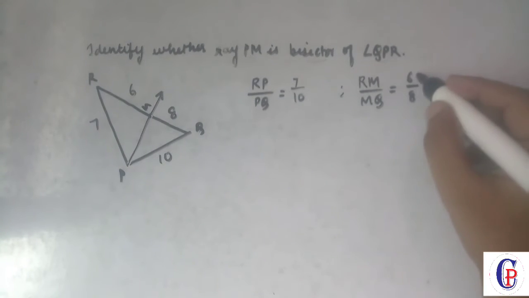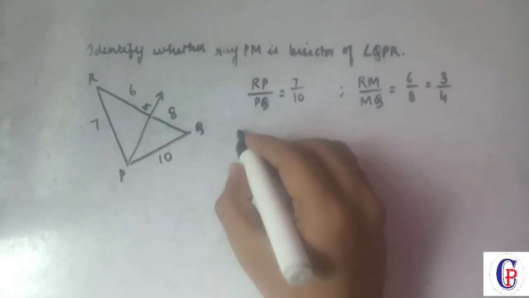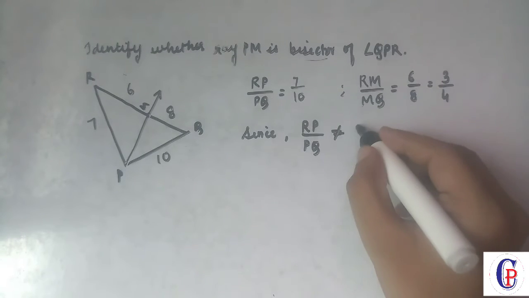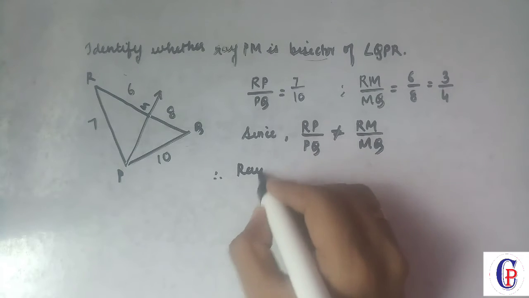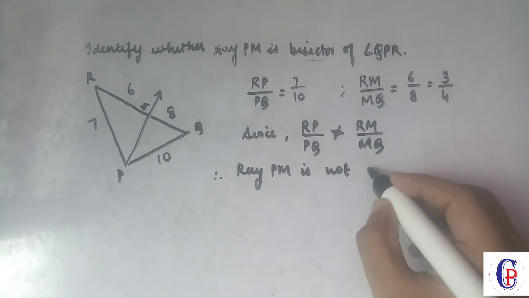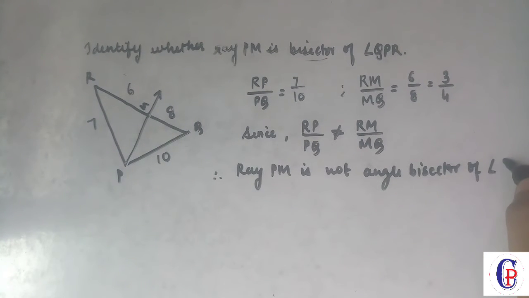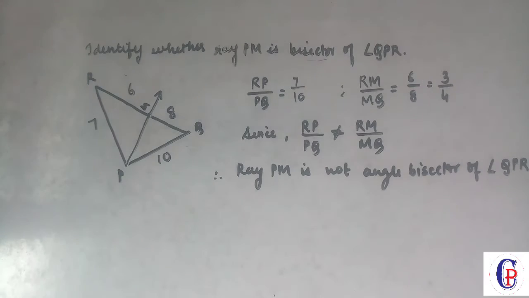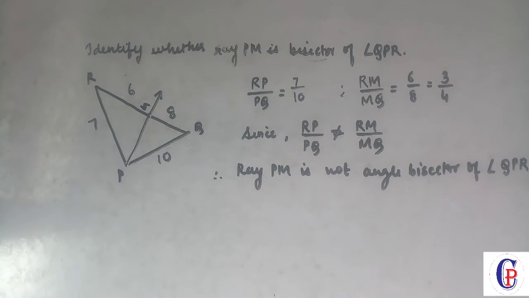If you reduce this, you will get 3 upon 4. So you can see that they are not equal. Now since RP upon PQ is not equal to RM upon MQ, therefore ray PM is not the angle bisector. Of which angle? QPR. Okay, if we had got the ratio equal, then we would say that this is an angle bisector, because we have already studied the property that an angle bisector divides the opposite side into equal ratios.